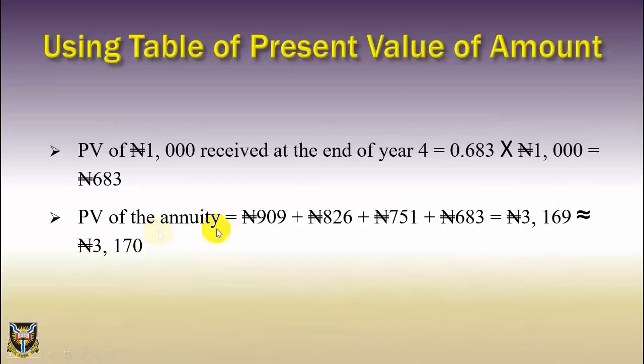PV of the annuity is equal to 909 naira plus 826 naira plus 751 naira plus 683 naira, which is equal to 3,169 naira, approximately 3,170 naira.